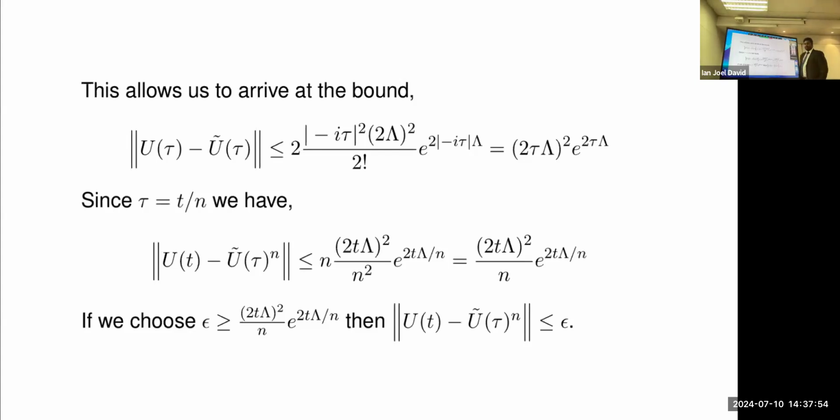But remember I said we need to bound this above by some precision. So all we do is use this as the lower bound for our precision, and we choose epsilon such that it's bigger than or equal to this quantity here. And then it's already bounded. We don't need to do anything more, and we have that this is bounded. So we've completed our proof.